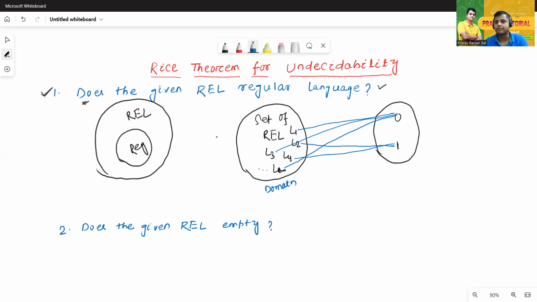For example, L2 maps to 1, which means L2 must be a regular language. L1 maps to 0, which means L1 is an RL, but L1 need not be a regular language. L2 is regular, as well as a recursive enumerable language. So out of all the sets, some of the languages may map to 1, but some may map to 0.